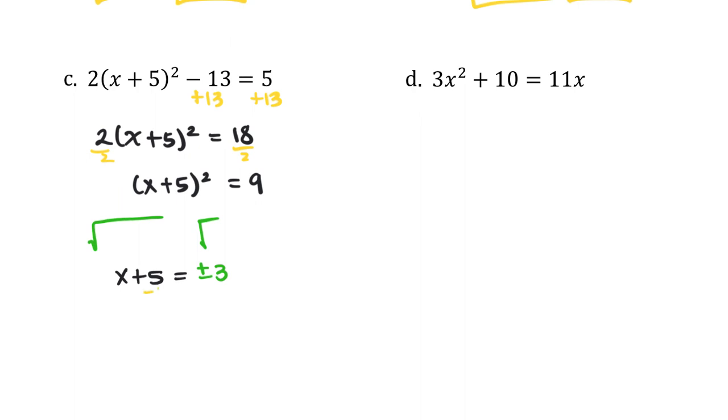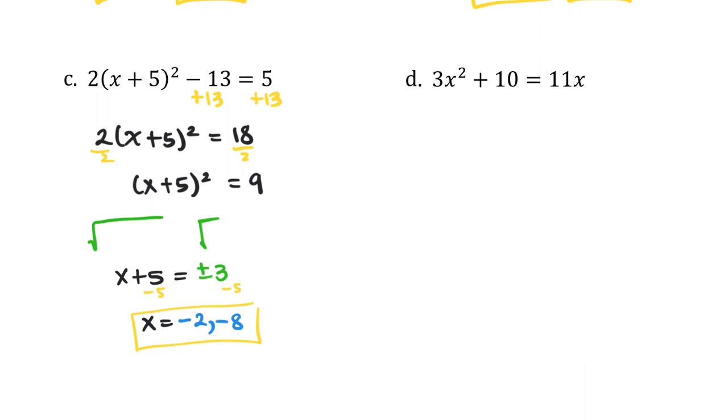Okay, let's subtract the 5 over. X equals positive 3 minus 5 is negative 2. And then negative 3 minus 5 is negative 8. So I got x equals negative 2 and x equals negative 8. Okay, let's look at D.